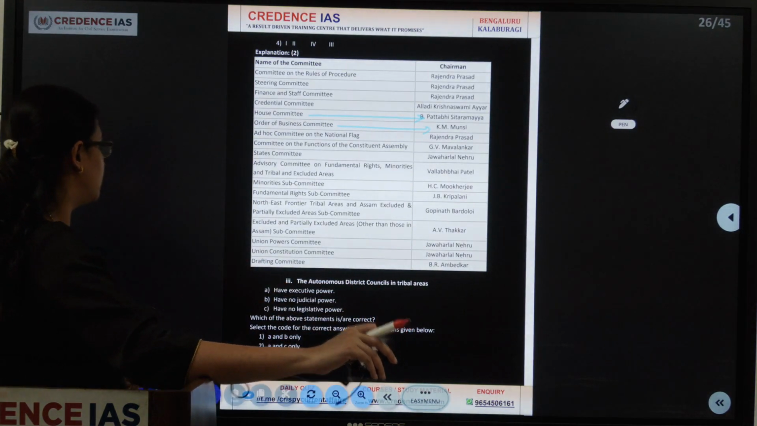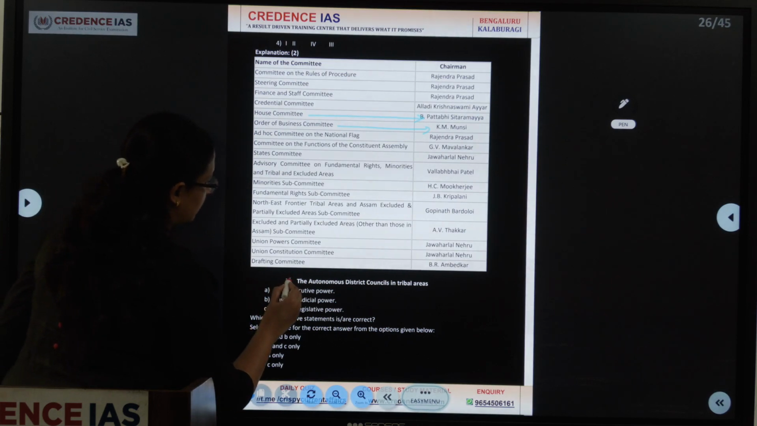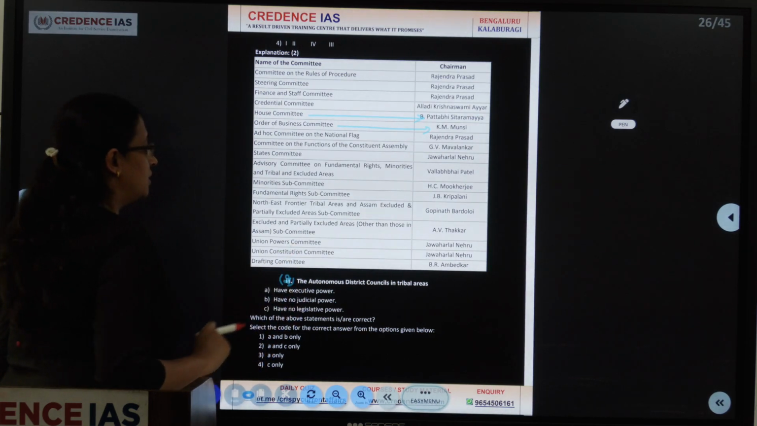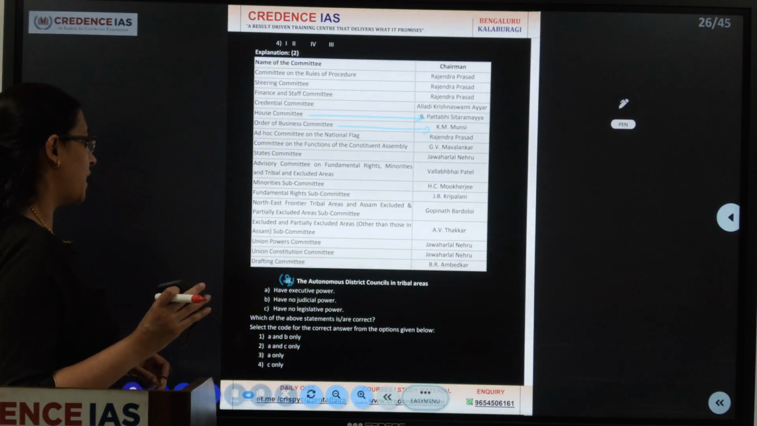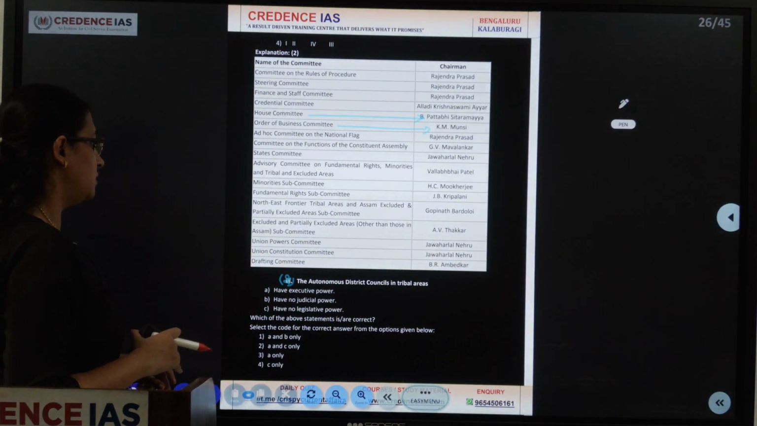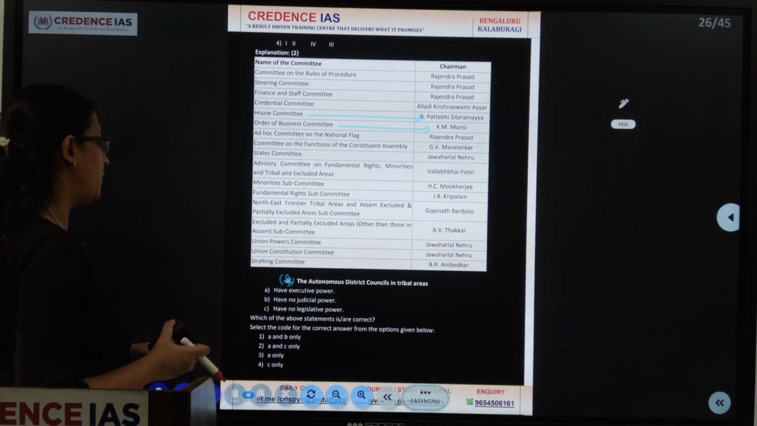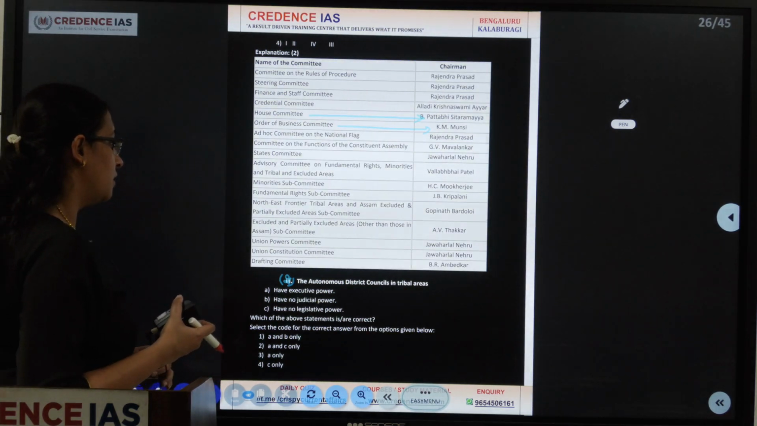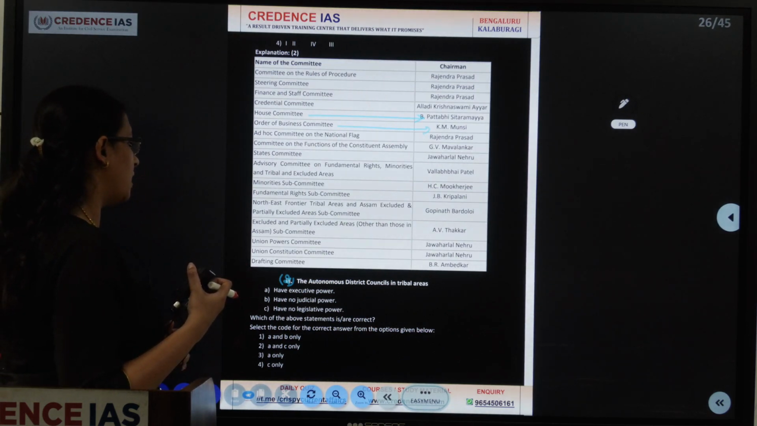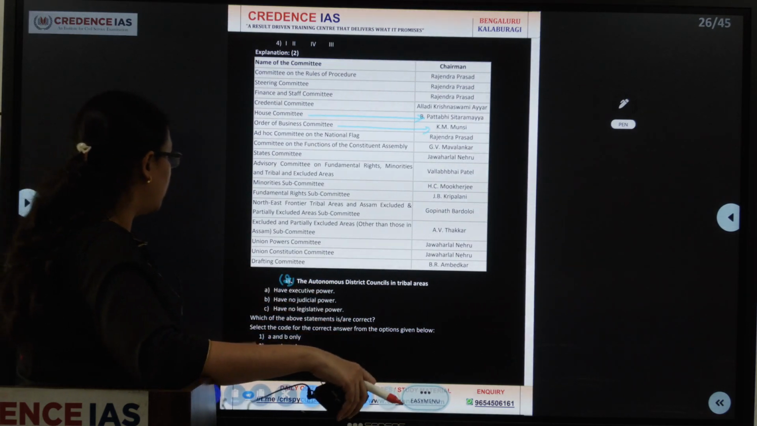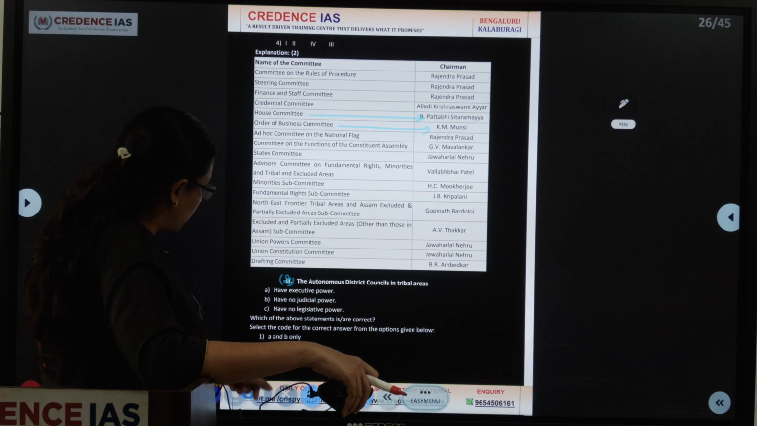This is the next question, let us consider it as 2. The autonomous district councils in tribal areas: A, have executive power; B, have no judicial power; C, have no legislative power. Which of the above statements is or are correct? A and B only, A and C only, A only, C only.